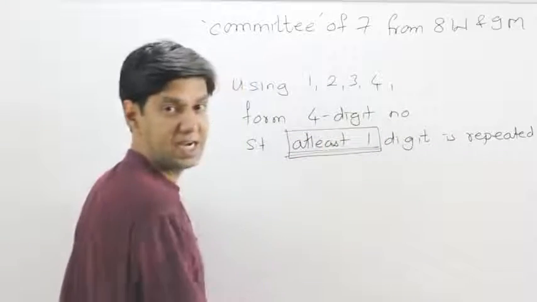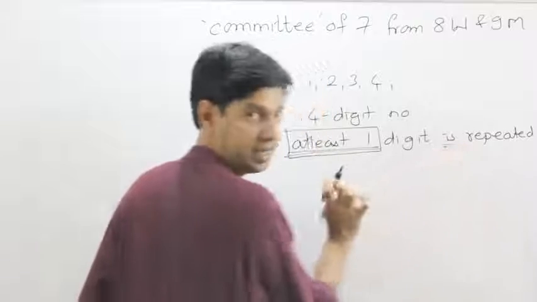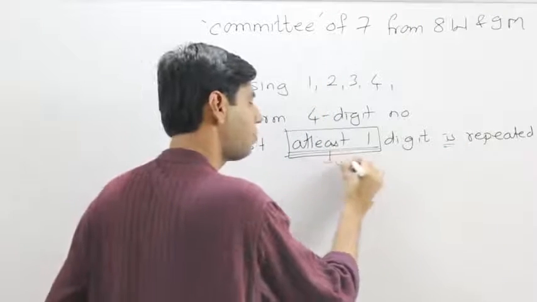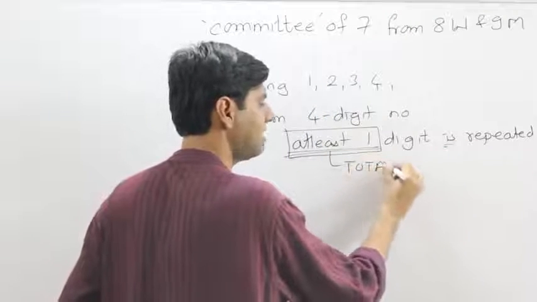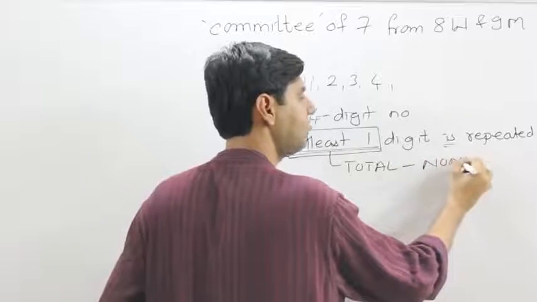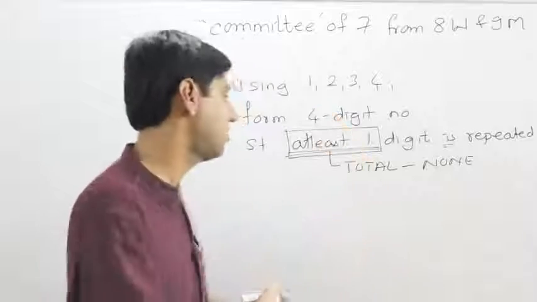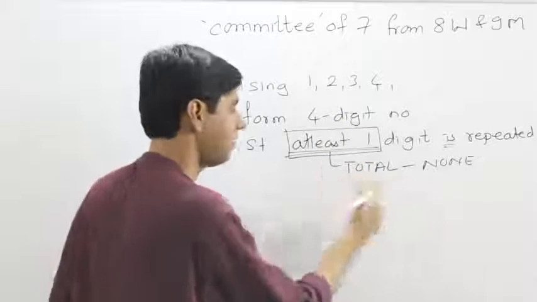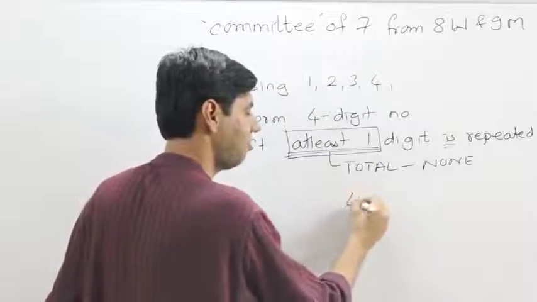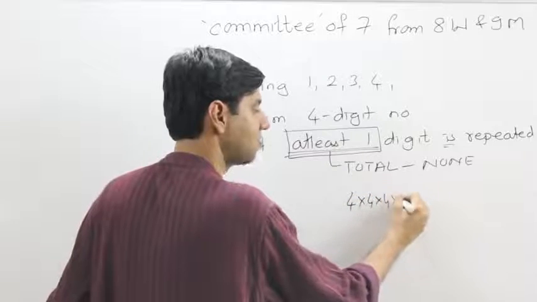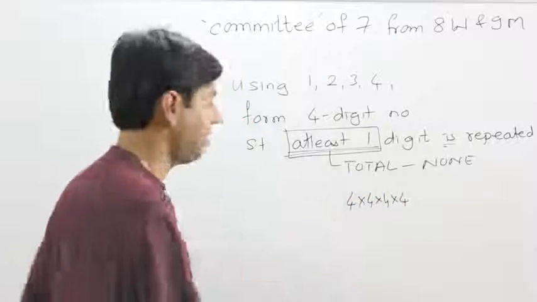So the moment at least 1 is repeated, think about it, total minus none. What sense does total mean? Total means form every possible number. Repetition, no repetition, form every possible number. So let's say repetition. So this total is nothing but 4 into 4 into 4 into 4. So I formed all possible numbers over here.